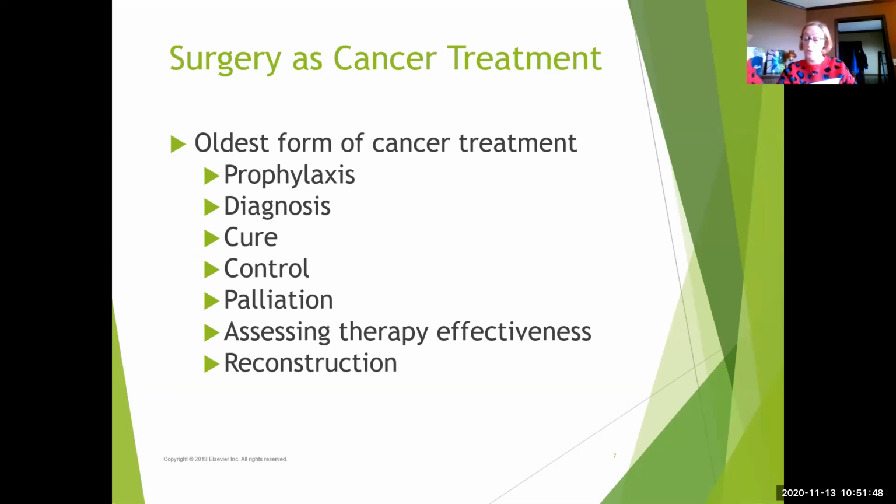Surgery is our oldest form of cancer treatment. We can use it prophylactically. A prime example of that is women who choose to have bilateral mastectomies when they have a high risk of breast cancer in the family. That would be a form of prophylactic surgery for cancer treatment. For diagnosis, after a mass has been removed, we send it to pathology to determine the diagnosis, of course, and then for cure, control, palliation, if maybe the surgery needs to be done to alleviate pain but isn't necessarily going to be curative, assessing therapy effectiveness, and then reconstruction.